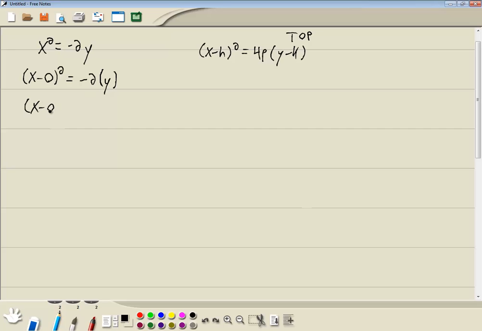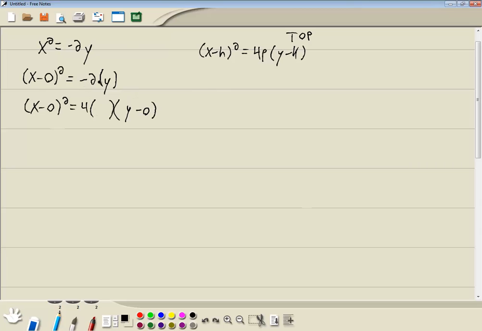Okay, so then we got x minus 0 squared. We're going to rewrite the negative 2 as 4 times something, but we'll come back to that. Now this y here, we need that as y minus a number or y plus a number. And I'll put a 0 again, because y minus 0 is y, so we don't change its original value.